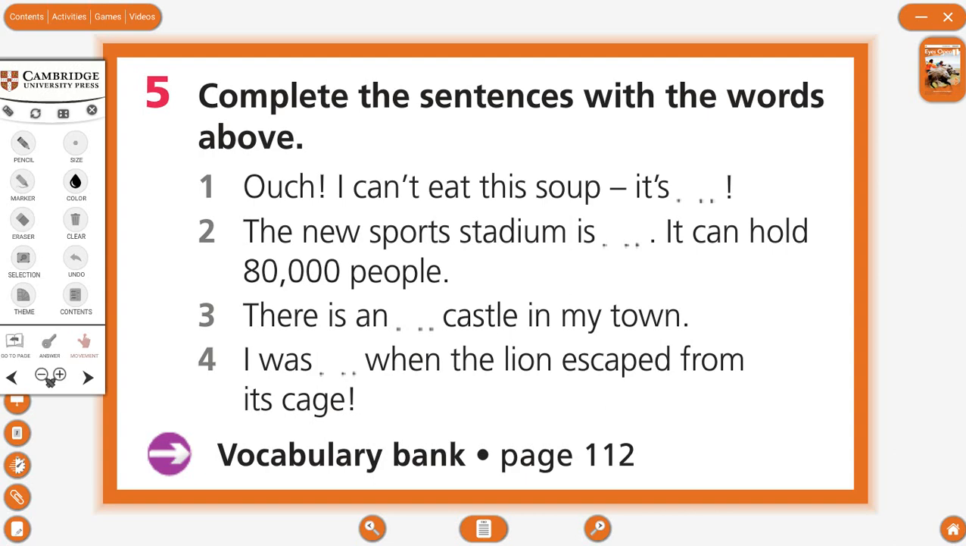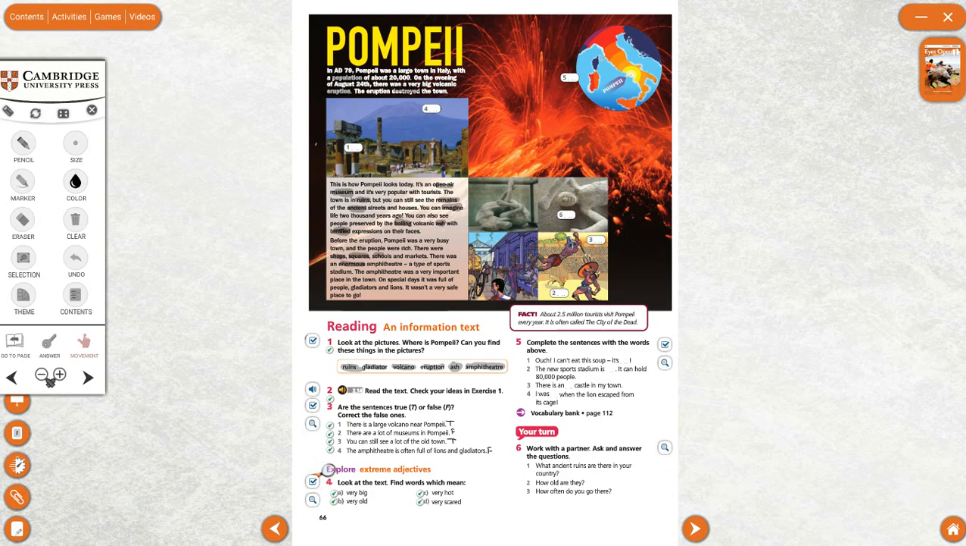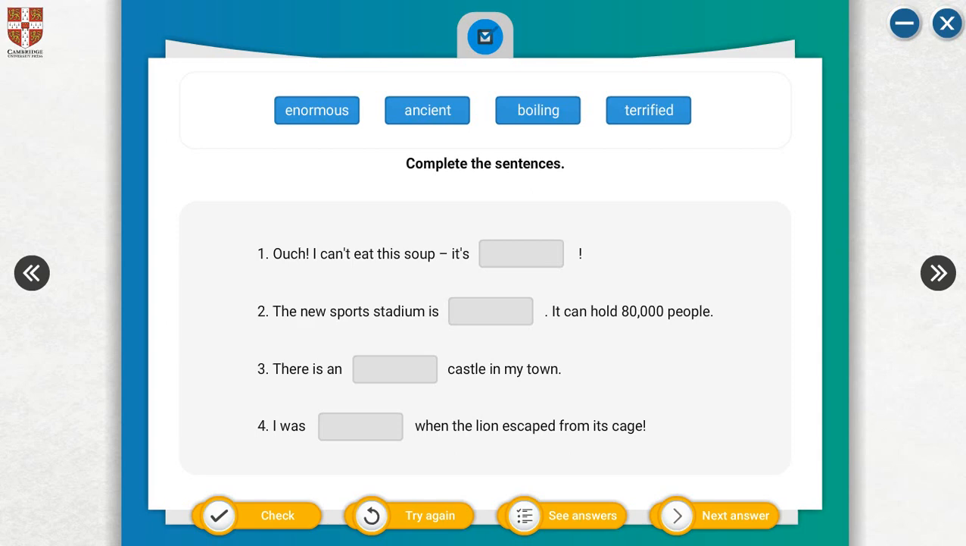Complete these sentences with the words above. You will complete the sentences with the words above. Number 1, look at number 1. Enormous, ancient, boiling, and terrified. Enormous, which one? Enormous.